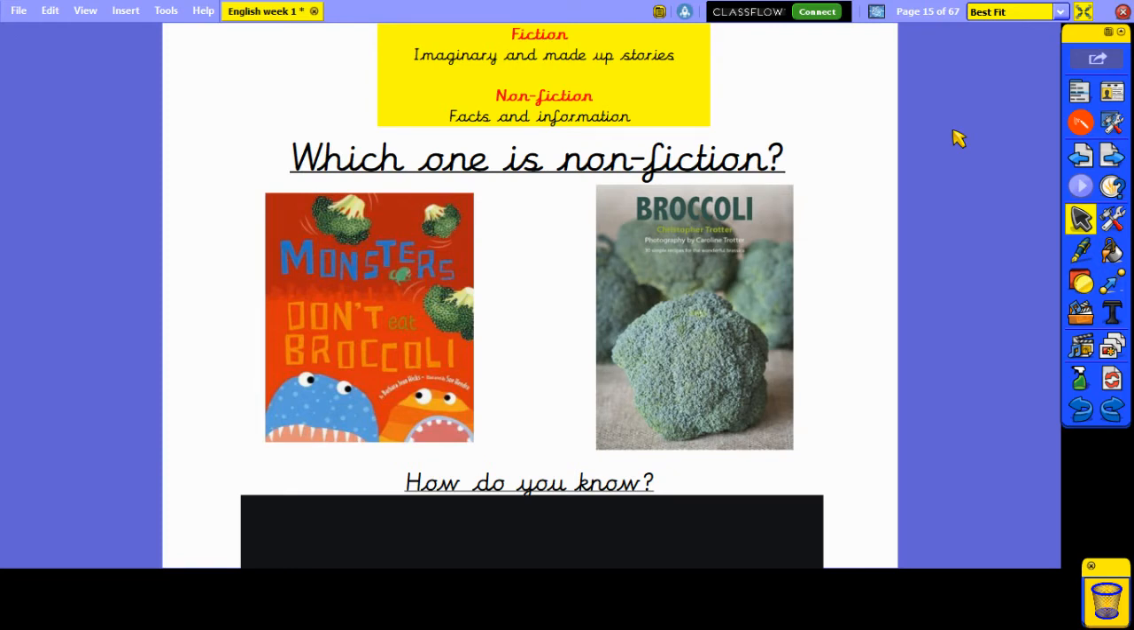I've got two books here. One is called Monsters Don't Eat Broccoli, and one is a book all about broccoli. I haven't read either of these books, but I think I can tell which one is fiction and which one is non-fiction. Pause the video while you have a think. Which one of these books is fiction and which one is non-fiction? And why do you think that?